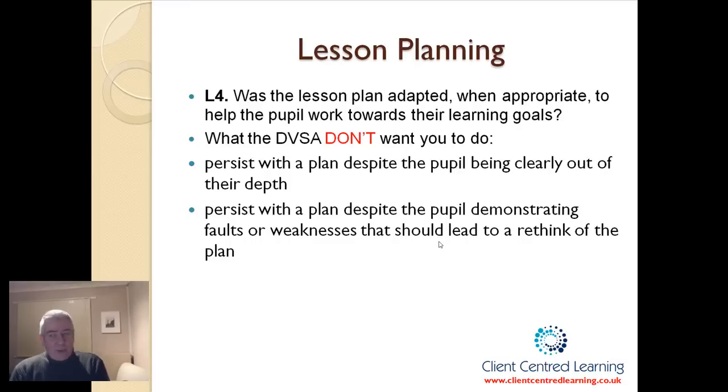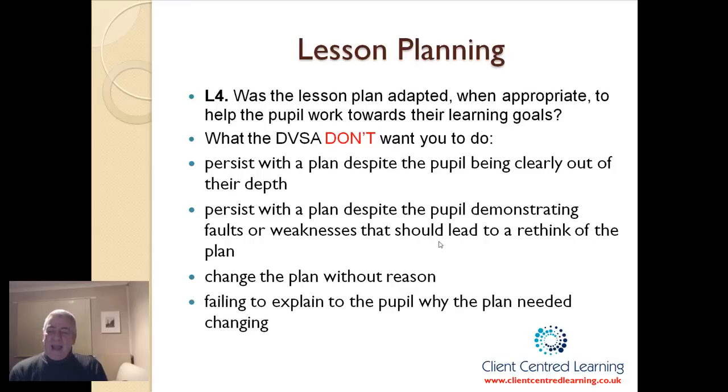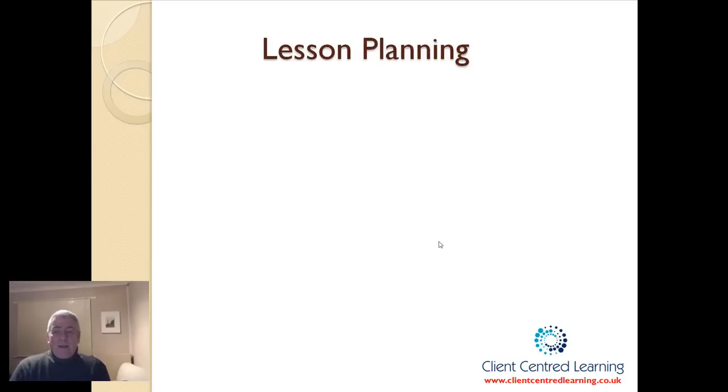And don't persist with the plan despite the pupil demonstrating faults or weaknesses that should lead to a rethink of the plan. Anything that's safety related. And don't change the plan without a reason, just because you fancied it. And they don't want you to fail to explain to the pupil why the plan needed changing. Or again, a conversation needs to happen.